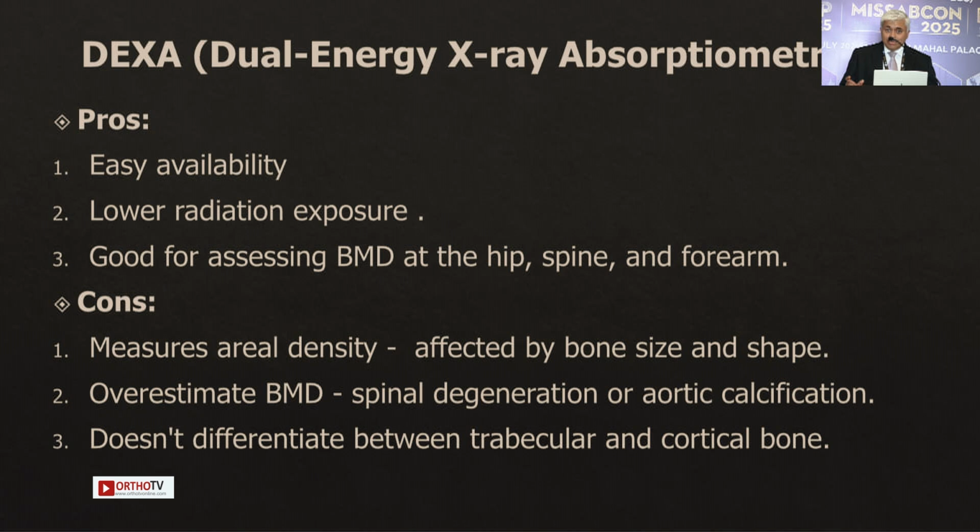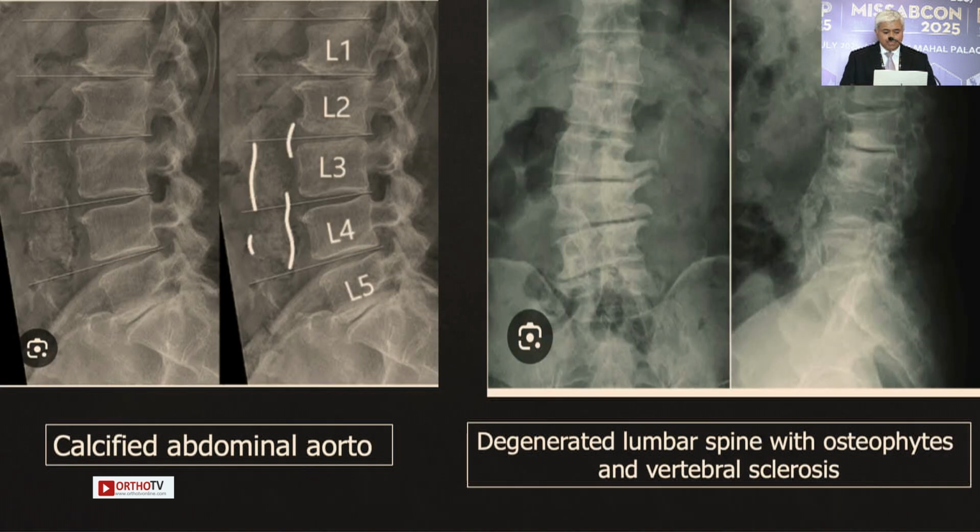Occasionally you can have an overestimate of BMD if there is significant spinal degeneration with osteophytes and sclerosis. You can have an overestimation of BMD, or if there's aortic calcification, especially if you're doing the DEXA on a PA or an AP view. It does not differentiate between trabecular and cortical bone. So those are the downsides of DEXA. So this is what it is. The picture on the side shows a calcified aorta, and that can give you a false positive BMD. And degenerative osteophytes and sclerosis like this can give you a false positive. It can show you a BMD that is higher than what it actually is.